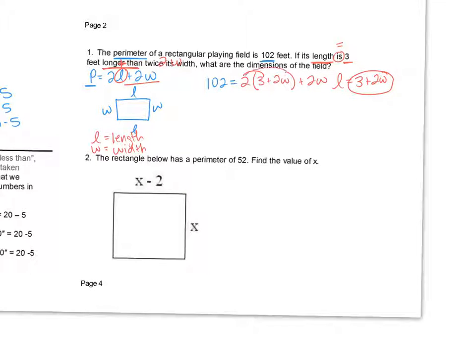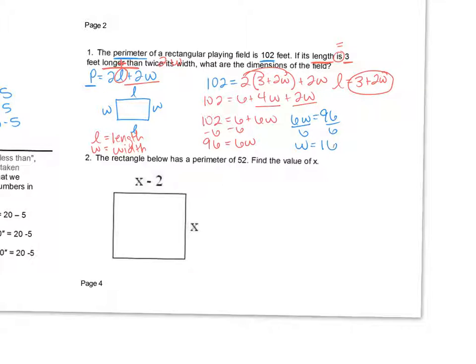And now we just have to solve. So 102 equals 6 plus 4W plus 2W. Combine like terms. So we have 96 equals 6W. I'm going to rewrite that. Divide by 6. And W equals 16.